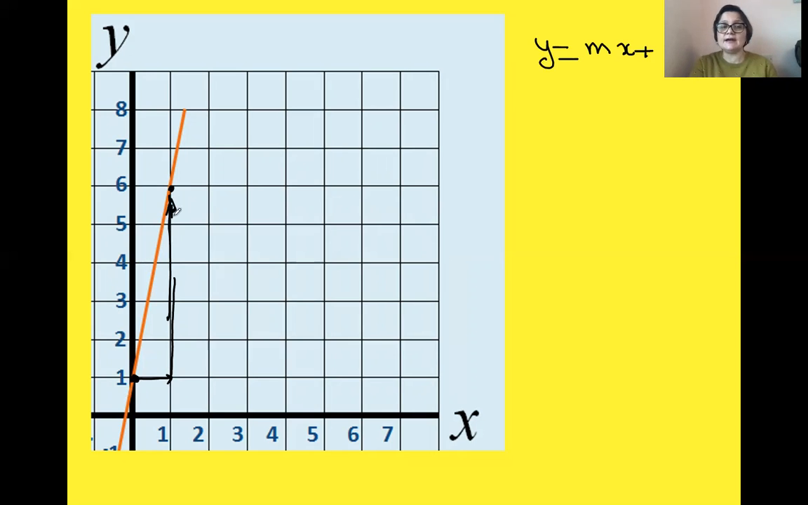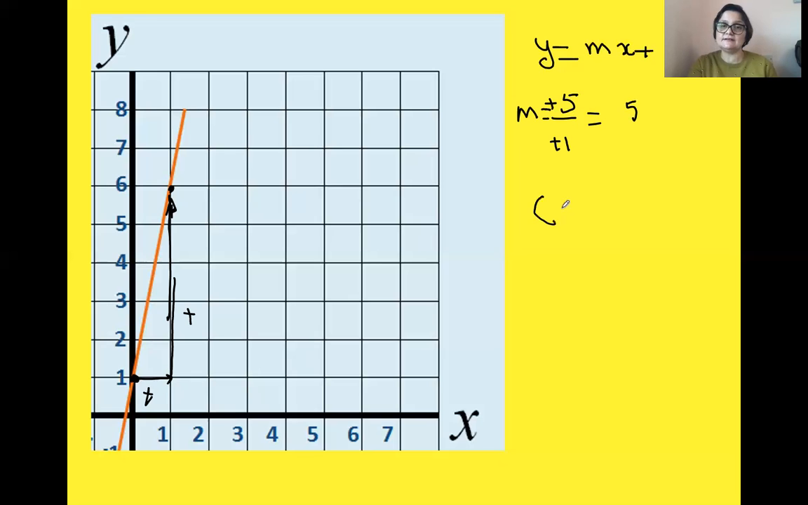Right, I write the arrowhead to show the direction of the run and the rise, so both of them are positive. And so now m is going to be rise over run. So 1, 2, 3, 4, 5 is the rise, so positive 5. Put the sign as well, just to be sure that you got it right. And the run is 1, positive 1, so 5 divided by 1, the answer is going to be 5.